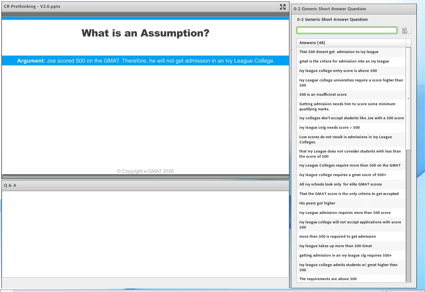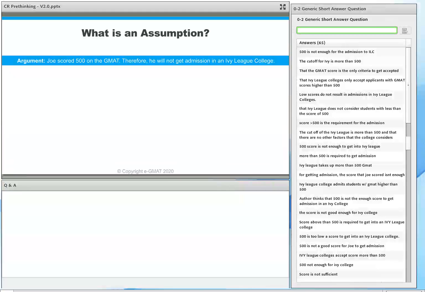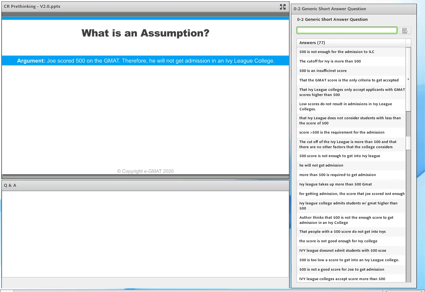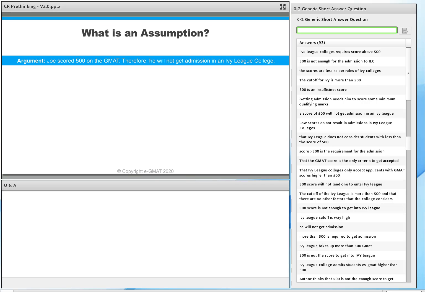Okay, I have about 35 responses, actually even more than that. I'm going to broadcast results. And you can see there are some really good responses over here. Most of you are saying that to get into an Ivy League, you need to score higher. Ivy Leagues require that score. Some of you are even saying GMAT is the only criteria. We're going to really talk about that as well.